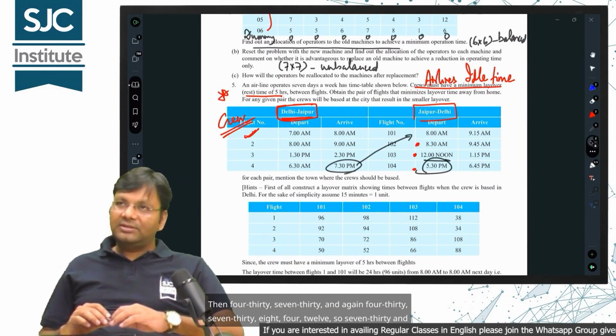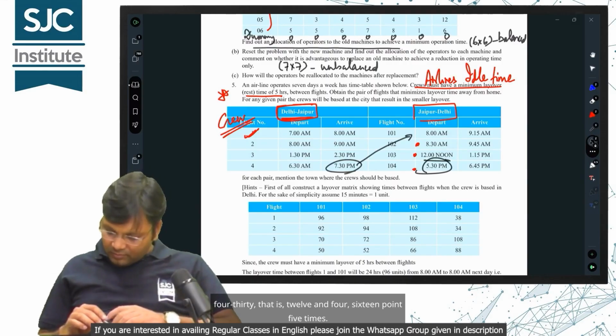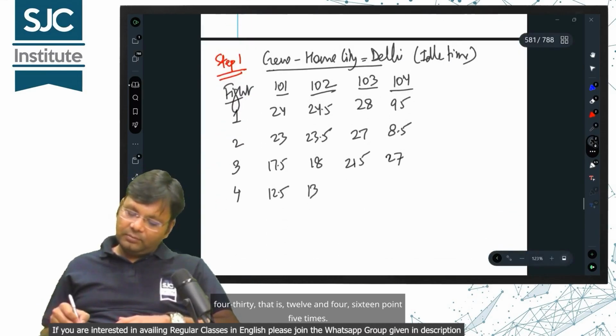Then 4:30, 7:30, and again 4:30, 7:30, 8, 4, 12. So 7:30 and 4:30, that is 12 and 4. 16.5 times.